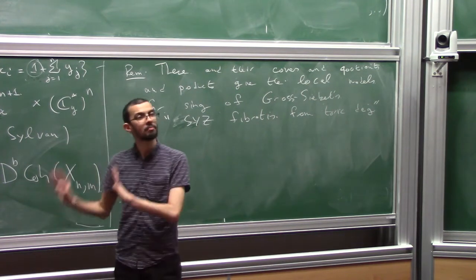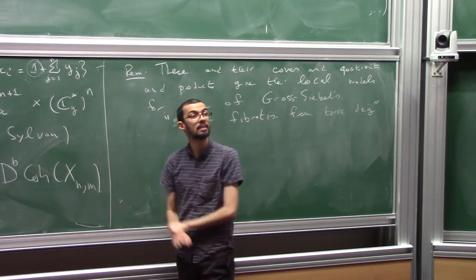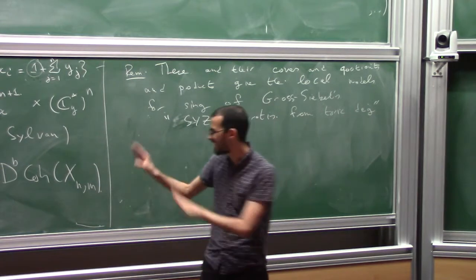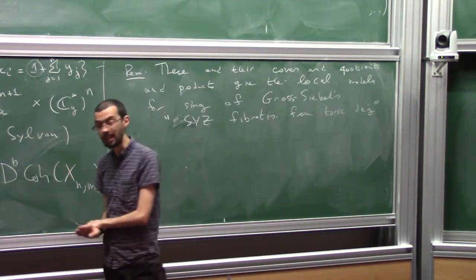Yeah, you'd have to do patching. I'm just saying this is the motivation for studying these examples. I'm not at all saying that this implies mirror symmetry for the quintic threefold. I'm just saying for the local models, that's what it is.